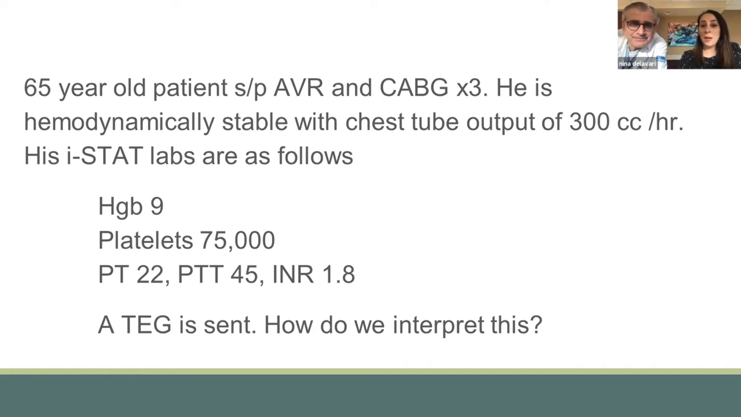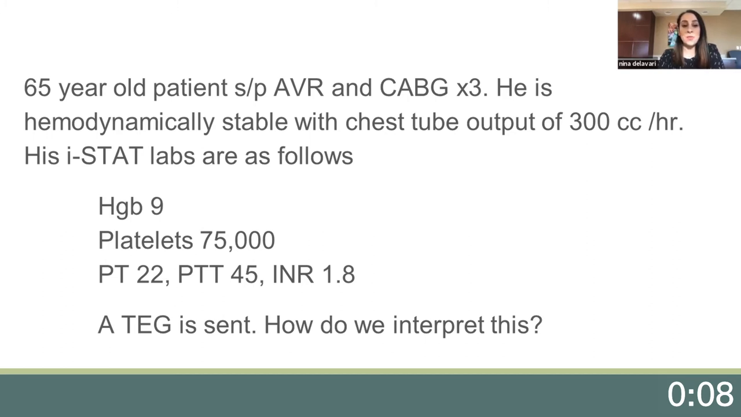Today, we would like to talk about thromboelastogram in the ICU. We will start out with a case study of a typical patient who returns to the ICU after undergoing a surgical aortic valve and CABG times 3. You notice in the first few hours that while he's hemodynamically stable, his chest tube output continues to be 300 cc's of bloody fluid an hour.